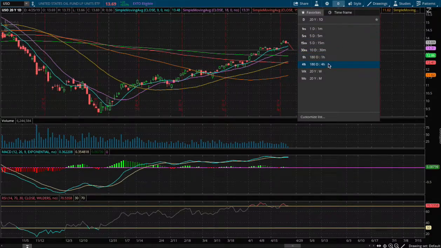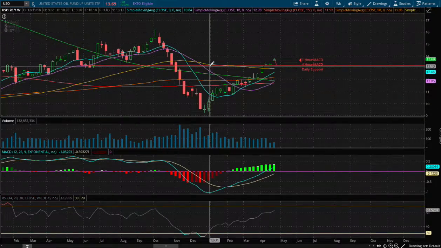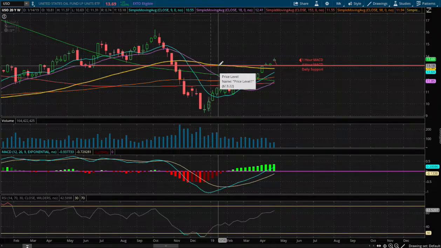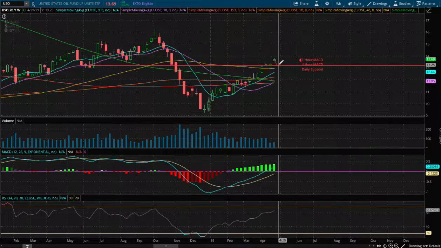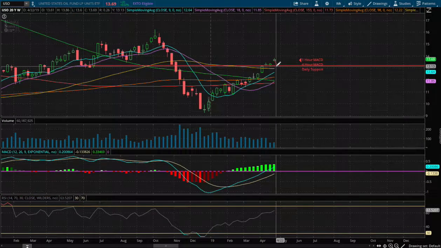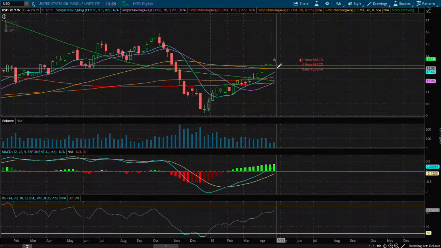And on the weekly chart, we do see the 50-week moving average. We are far from it, so we may consolidate, may even touch the 50-week once and may pop off.